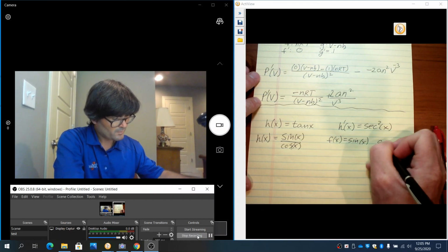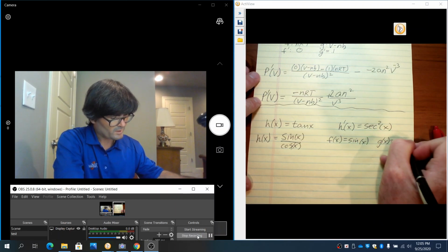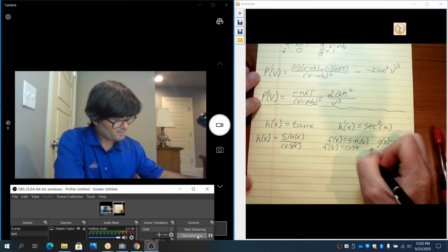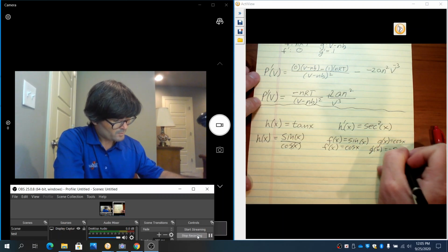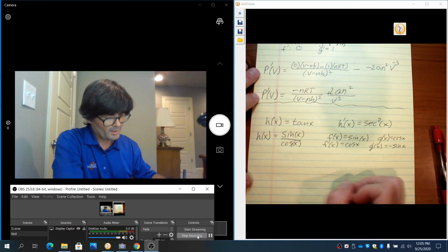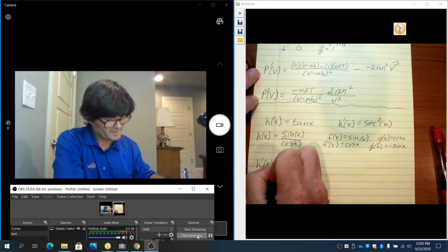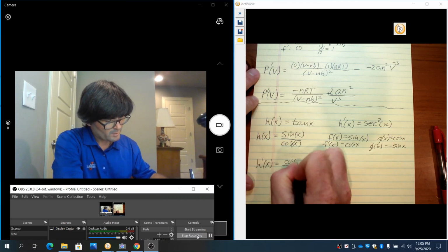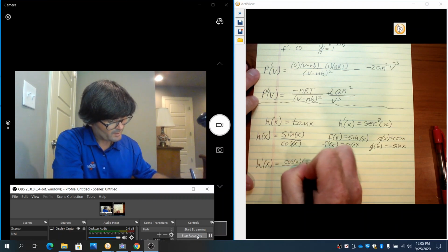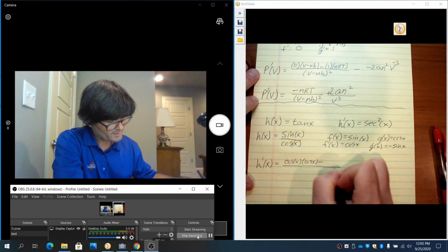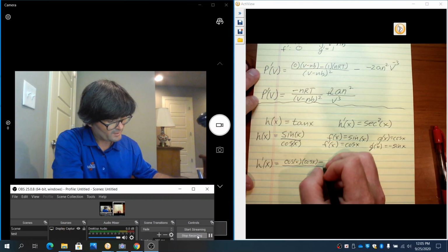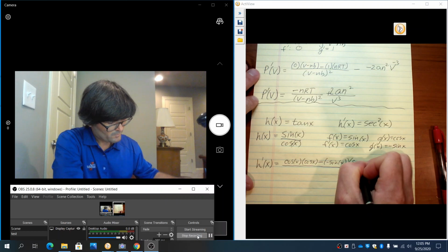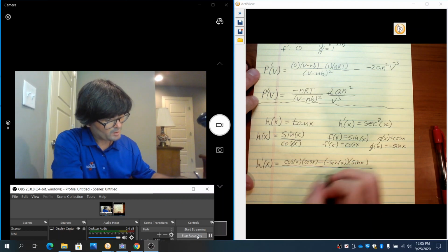is sine, g is cosine, f prime is cosine, and g prime is negative sine. And now we're going to use the quotient rule, put the pieces together, and we'll have our derivative. f prime times g, cosine x times cosine x, minus g prime times f, that's a negative sine, times sine, all over g squared.